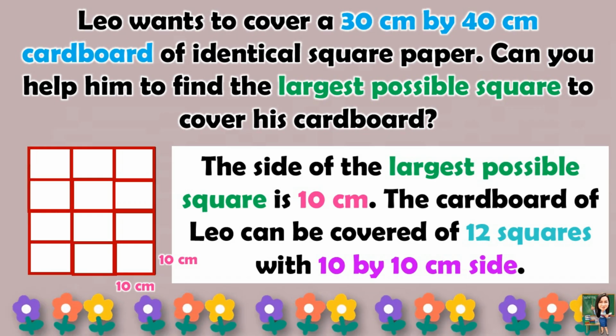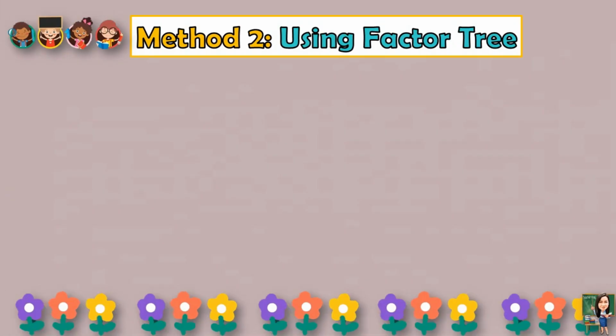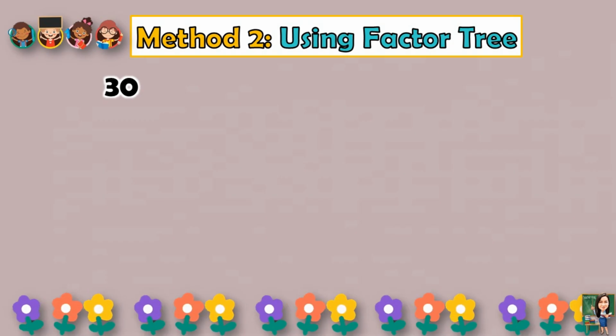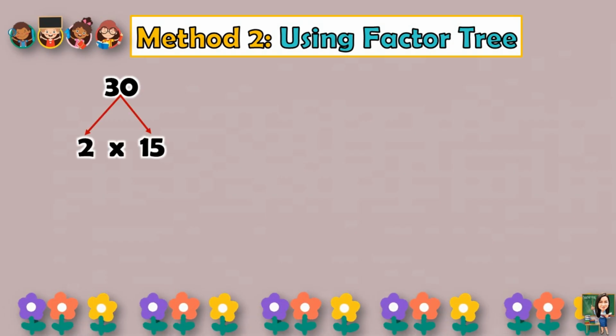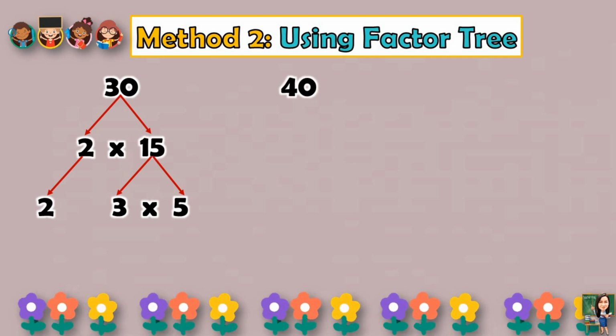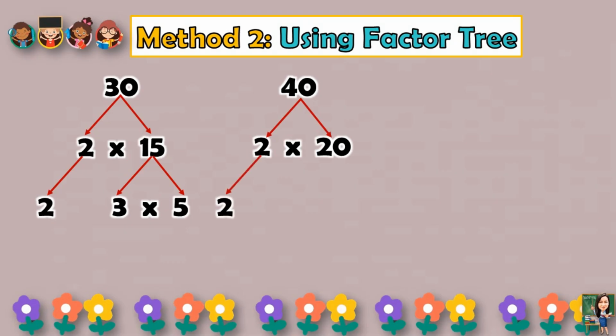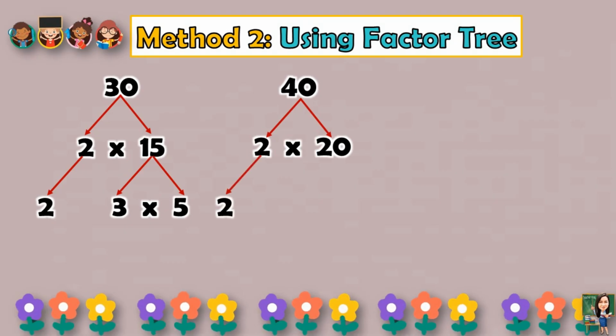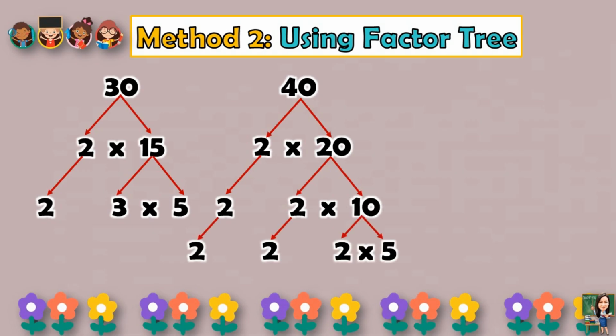Another method to solve the problem is Method 2, using factor tree. Here are the given, 30 and 40. 30 is divisible by 2, so 2 times 15. Then 15 is divisible by 3, so 3 times 5. And then 40 is divisible by 2, so 2 times 20. And 20 is divisible by 2, so 2 times 10. Then 10 is divisible by 2, so 2 times 5.